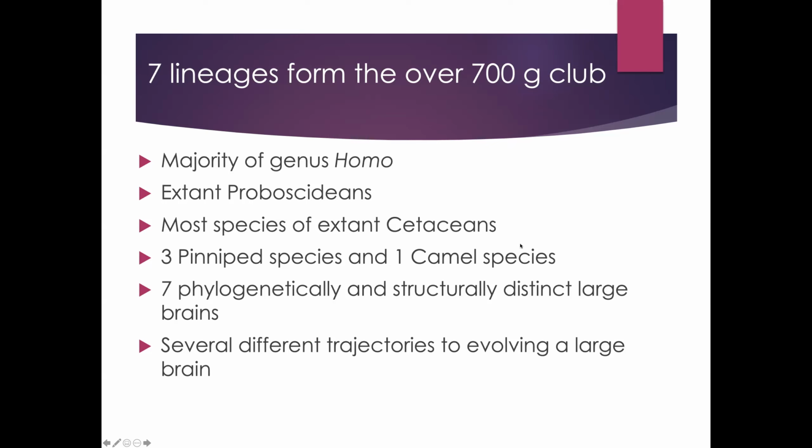Now, these are all very phylogenetically and structurally distinct large brains. The brain of a seal is not the same as the brain of an elephant. There are many, many differences there. So there are several different phylogenetic trajectories that have been taken to evolve a large brain. I want to run through these cases and point out what I think are the interesting features.